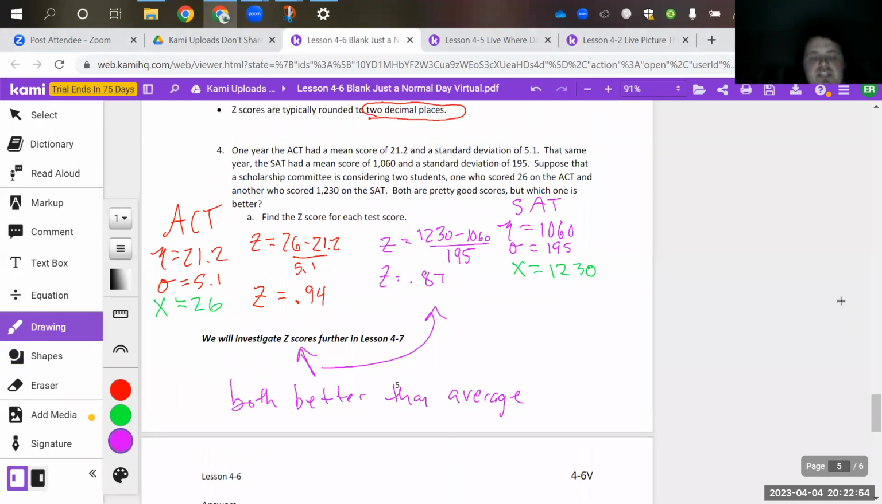So specifically that 0.94, if you're looking at the bell curve there, if 0 is the perfect center, 0.87 would be somewhere over there, and then 0.94 would be farther away from the mean, which means they're doing better. They're getting a better score than the 0.87. So the person who did better was the person on the ACT.